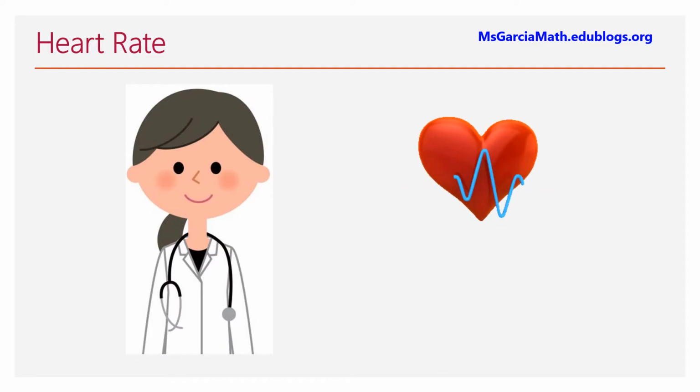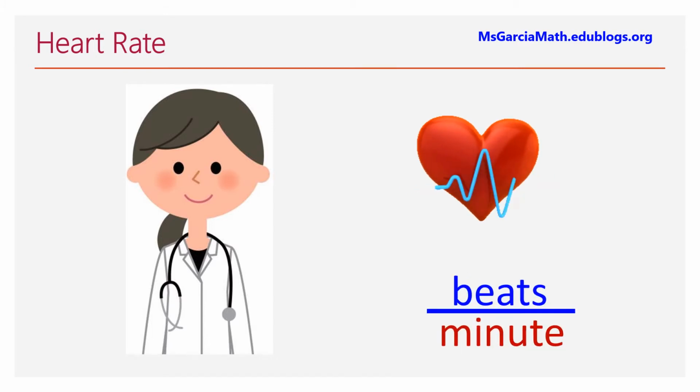A well-known example of rates is the heart rate. Your heart rate is the number of times your heart beats per minute. A normal resting heart rate for adults ranges from 60 to 100 beats a minute.